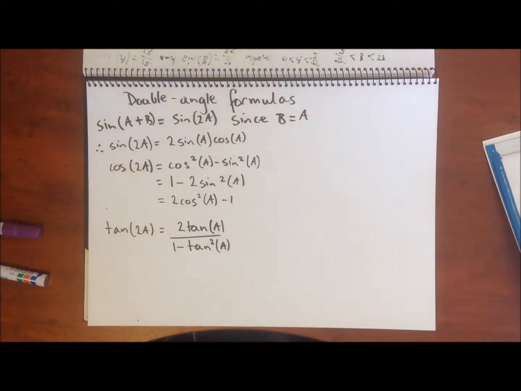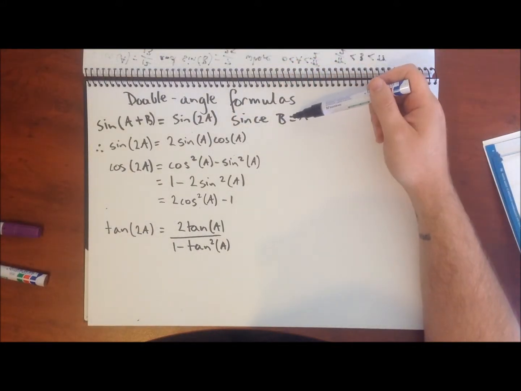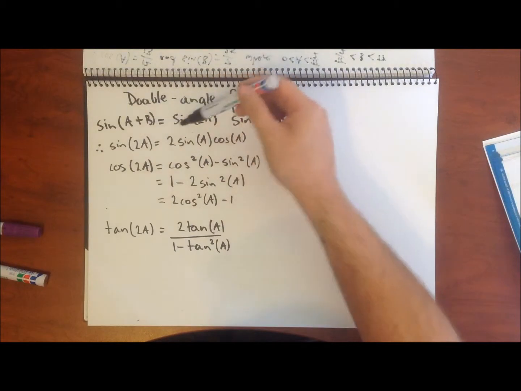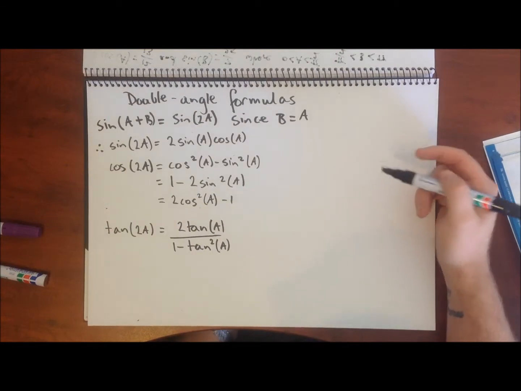Okay, in this tutorial we're going to be looking at some double angle formulas. So we're saying that sine of a plus b equals sine of 2a since a equals b. Okay, so if b equals a, then this is going to turn into sine of 2a. So we can say then that sine of 2a equals 2 sine of a cos of a.